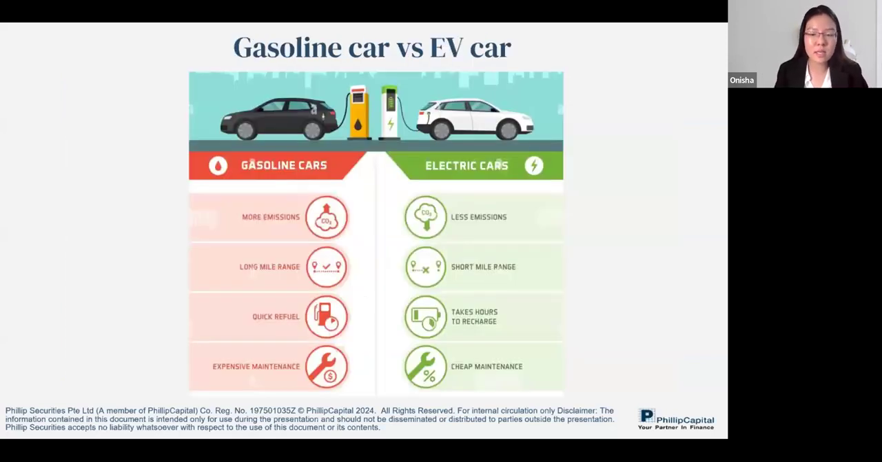Next, let's see the difference between the EV and the normal gasoline cars. Gasoline cars produce more emissions, as we know, and an EV can only go for a shorter range as compared to a gasoline car. A gasoline car can help us go for a longer distance as compared to an EV. Okay, but refueling-wise, a gasoline car takes less time as compared to an EV, because an EV may need hours to recharge its battery. I believe 3 to 4 hours, I presume.